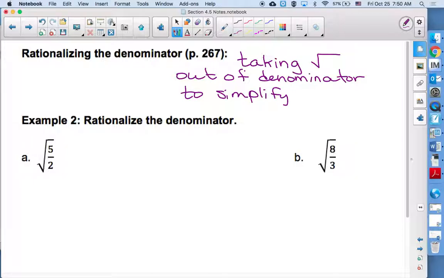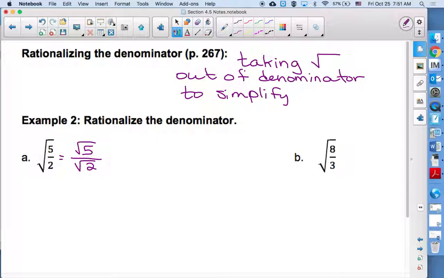So if you look at letter A, we have the square root of 5 halves. Can you take the square root of 5? No. Can we take the square root of 2? No. But I can write it at least as the square root of 5 divided by the square root of 2. I can at least separate it. Because there's a square root in the bottom of our fraction, this is considered unsimplified. And we're going to rationalize the denominator so that I only have a 2 on the bottom, or a whole number on the bottom, and no longer a square root.